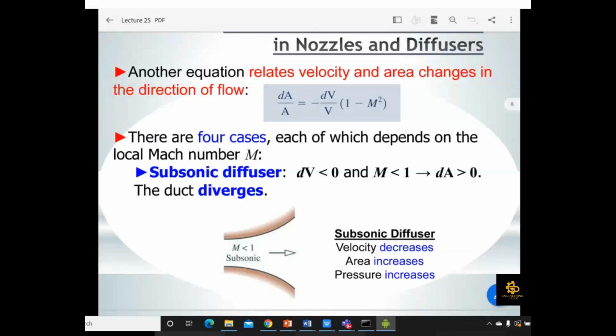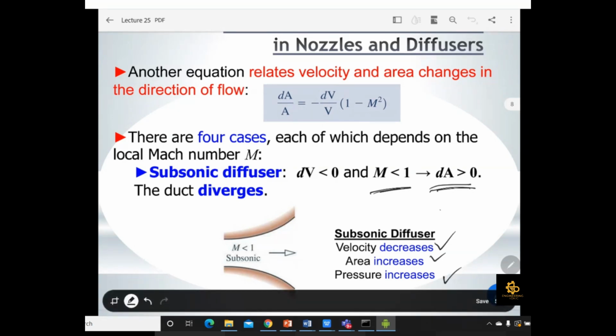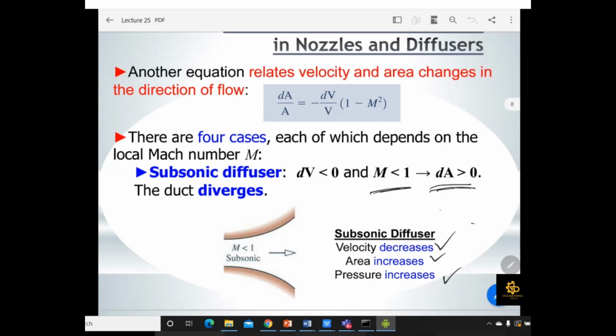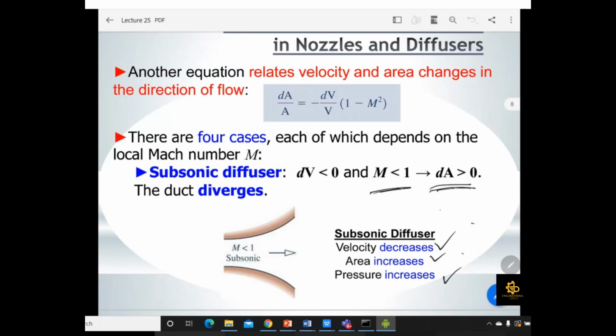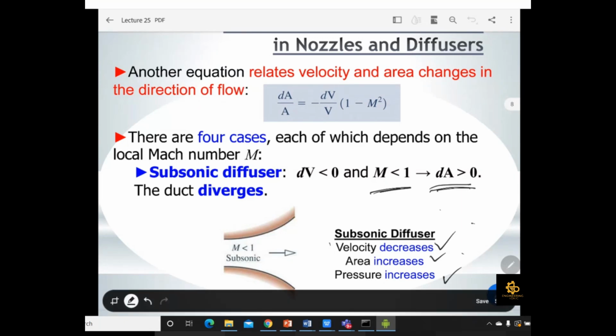Now the diffuser one, and the Mach number is less than 1 because it is a subsonic flow. From here we can easily say that velocity decreases at the outlet, area increases, and your pressure increases as well. You can figure out that pressure increases from the equation dA by A is equal to dP divided by rho V square times (1 minus Mach square), by just putting in Mach number less than 1 and dA greater than 0. So pressure increases, your density also increases, your temperature also increases, and your Mach number decreases because of the velocity decrease. This is how you can apply these equations in nozzles and diffusers.